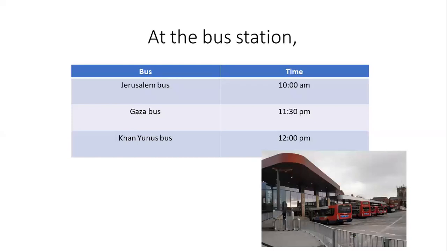Now, you go to the bus station. This is the bus station where the buses are, where you go to get a bus. So at the bus station, there is an official list, an official timetable that is provided by the station so that you would know which bus to wait for and which bus goes to where.